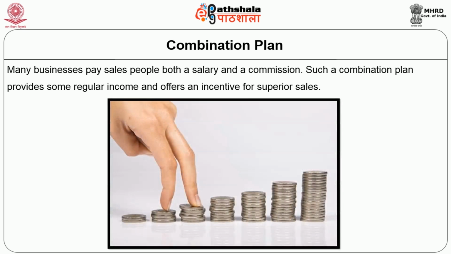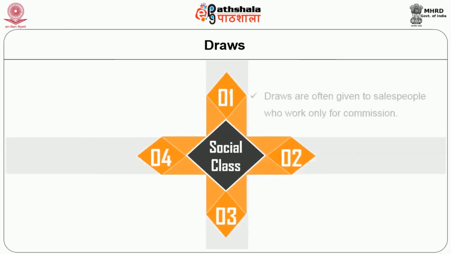And now when we look into the recent concept of combination plans, many food service organizations pay the employees, especially at the front of the house operations, both a salary and also commission. Such a combination plan will provide some regular income and also offer an incentive for their superior sales done during their performance period. And also draws.